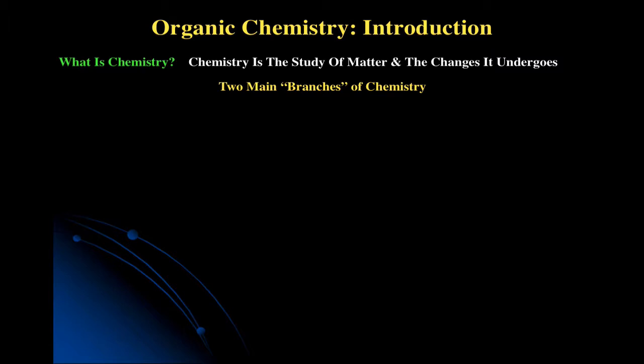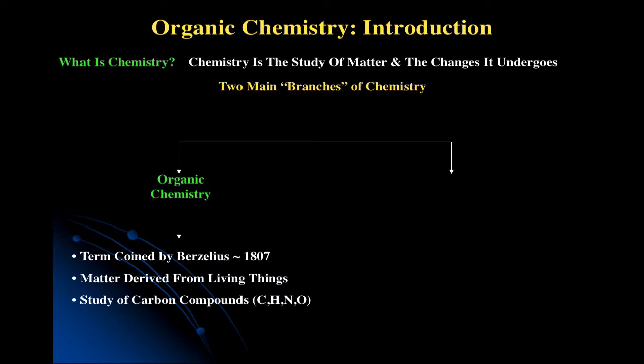And really, there are two main branches to chemistry, okay? And I call them main branches because there's a lot of people that will subdivide this into the tiniest little detail as well. But there are two. There is what we're going to be studying this semester, which is organic chemistry. Organic chemistry was a term coined by Berzelius in about 1807, so a long time ago. Organic chemistry is not a new subject by any stretch of the imagination.